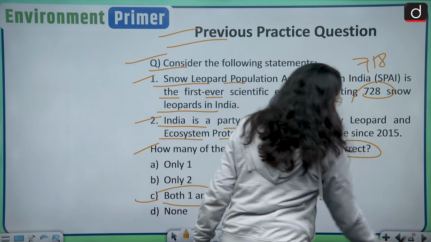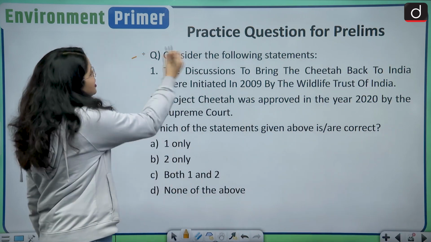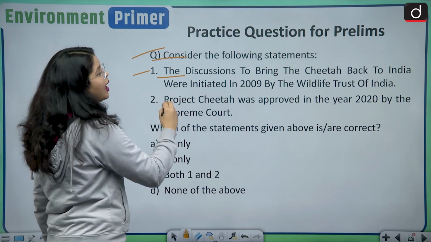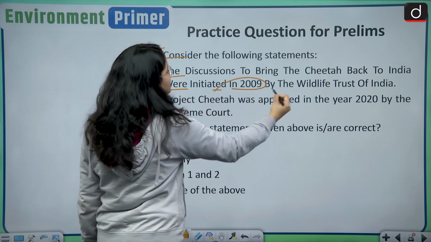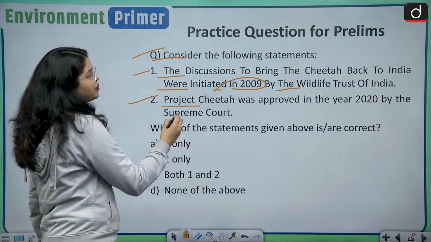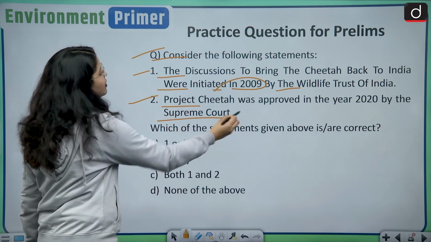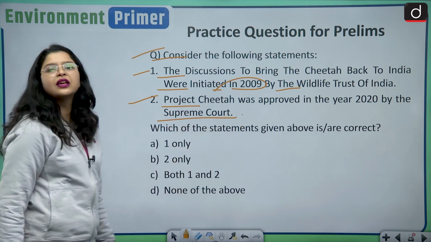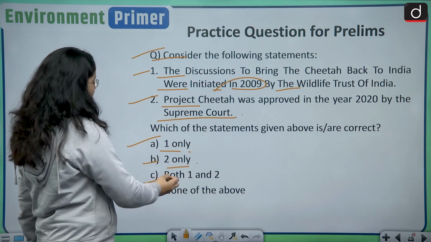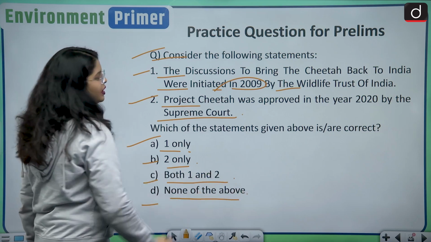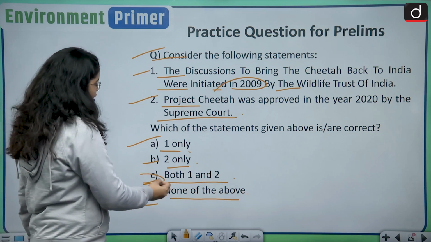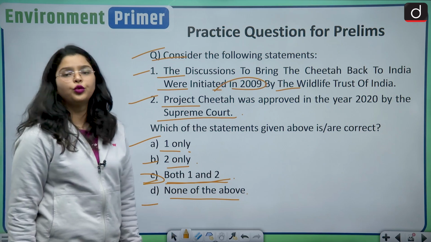Moving forward to the practice questions from our today's session. So the question is, consider the following statements. Your statement number 1 was, the discussions to bring the cheetah back to India were initiated in 2009 by the Wildlife Trust of India. Your statement number 2 is, Project Cheetah was approved in the year 2020 by the Honorable Supreme Court of India. Which of the statements given above is/are correct? Your options are, option A is 1 only, option B is 2 only, option C is both 1 and 2, and option D is none of the above. So I am revealing the correct answer for you. Your correct answer will be option C, both 1 and 2.